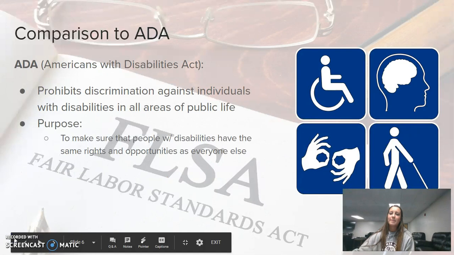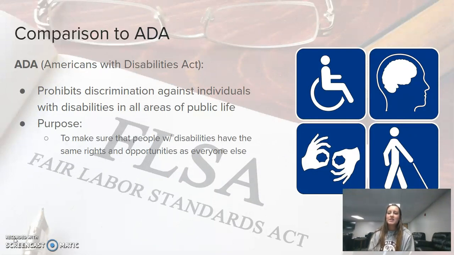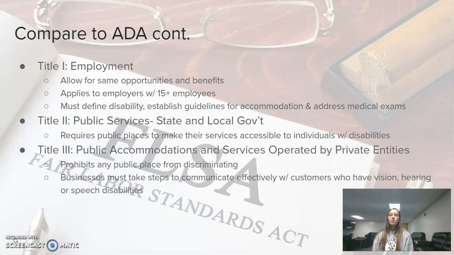The next act we compared to the FLSA is the ADA, or Americans with Disabilities Act. The Americans with Disabilities Act became a law in 1990. The ADA is a civil rights law that prohibits discrimination against individuals with disabilities in all areas of public life, including jobs, schools, transportation, and all public and private places that are open to the general public. The purpose of the law is to make sure that people with disabilities have the same rights and opportunities as everyone else.